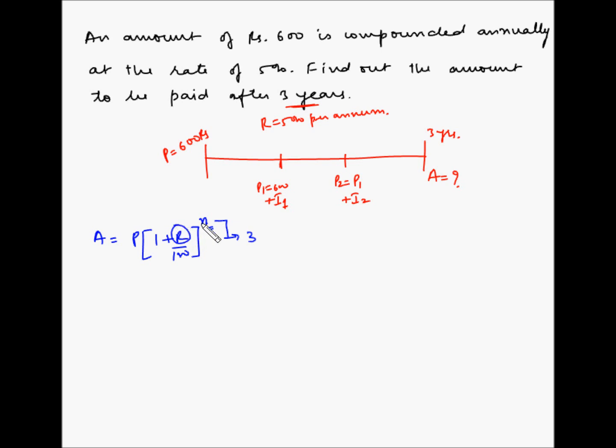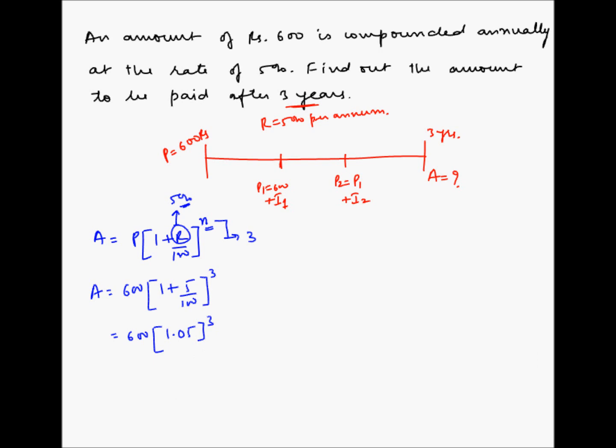Now R goes along with n, so R is the rate of interest for the time period when the interest is being compounded. So here the time period when the interest is being compounded is yearly, so R is to be expressed in terms of interest per annum, and R is 5%. So A is equal to principal, which is 600, multiplied by (1 plus 5 by 100) raised to the power 3. So 600 times 1.05 to the power 3.